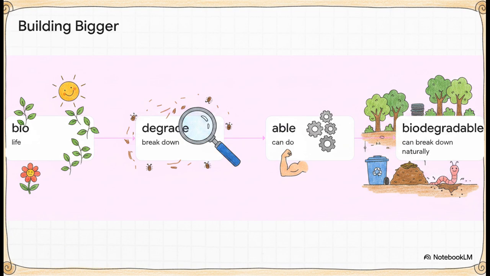Start with bio, for life. Then add degrade, which means to break down. Then add the suffix able, which means it has the ability to do it. Combine all three pieces and we get biodegradable, which literally means it has the ability to break down naturally in the living world. This just goes to show that no matter how incredibly long the word gets, our life clue formula works flawlessly every single time.